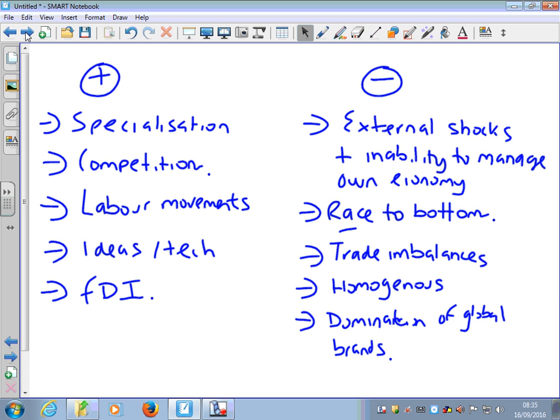As a consumer, generally you would say it's good. Cheaper prices, competition, more choice, more innovation. So overall, it's for you to decide whether you think globalisation is a good or a bad thing or not.